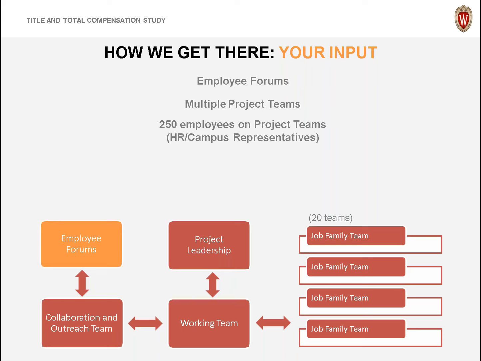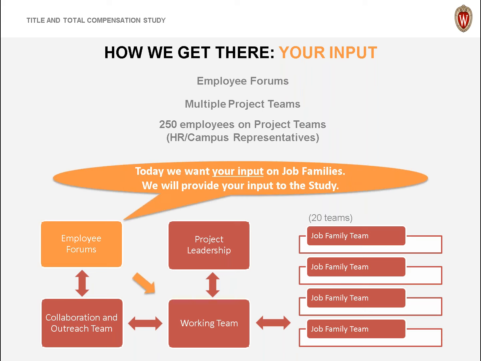In order to create these job family teams, we worked with academic staff governance as well as university staff governance. And people applied and got appointed to the various teams. We also have HR individuals and management individuals on those teams. So again, today we want your input on the job families. And when you complete the form that you will get online an hour after the session ends, the feedback that you provide will go directly to the job family team that is focused on the particular job family that you provide input on.